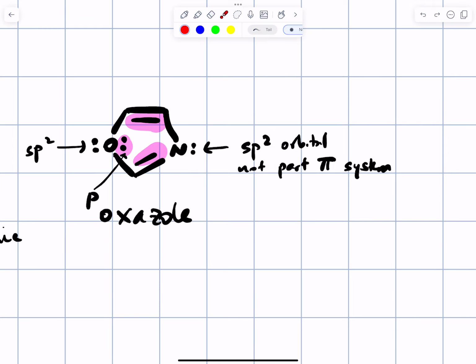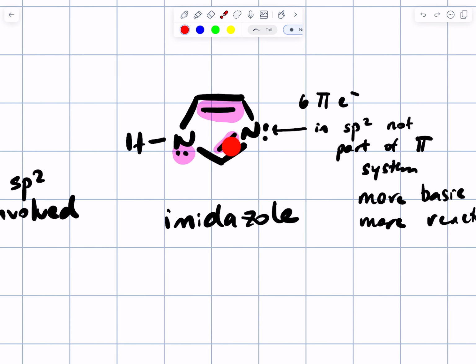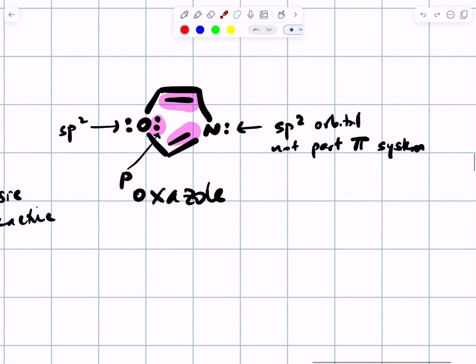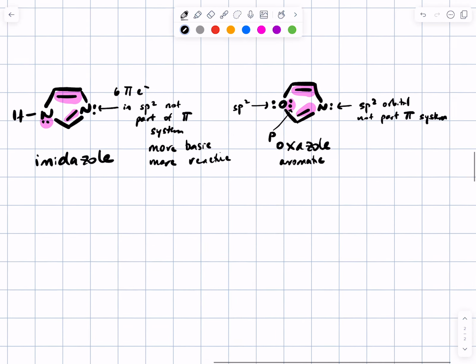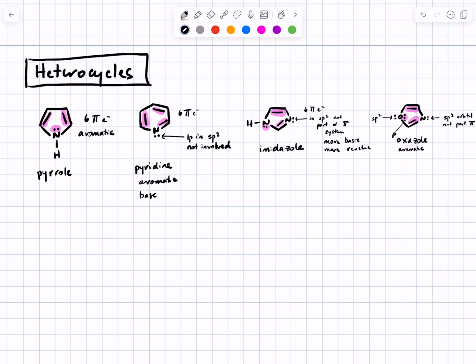Yep. So, for heteroatoms, pay attention. If it's already involved in a pi bond, the lone pair can't be part of the pi system. If the heteroatom isn't involved in a pi bond, then one and only one of its lone pairs can be part of the pi system. So yeah, oxazole is aromatic. It has the right number of pi electrons. And you should do some more, there's tons of examples in your book, you should practice this.